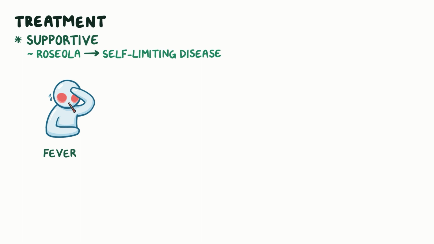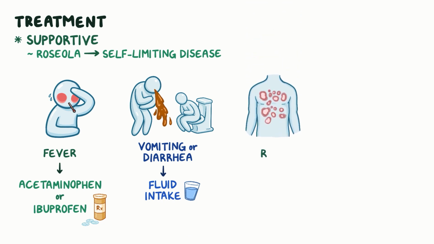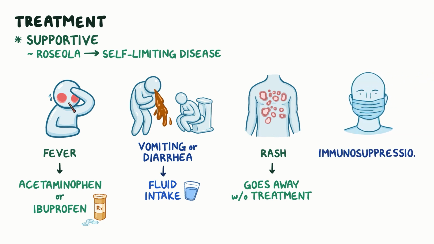Treatment is usually supportive since Roseola is a self-limiting disease. Fever can be controlled with antipyretics such as acetaminophen or ibuprofen, and in case of vomiting or diarrhea, fluid intake should be increased to prevent dehydration. The rash goes away without treatment. In severe cases, like HHV6 infection in individuals with immunosuppression, antivirals like acyclovir or ganciclovir can be given.